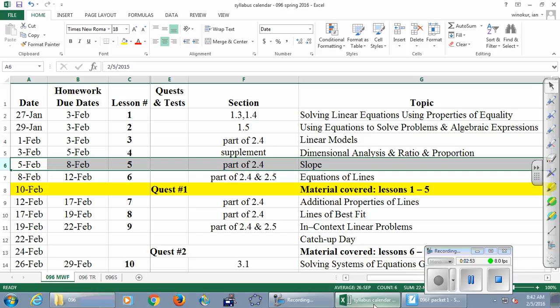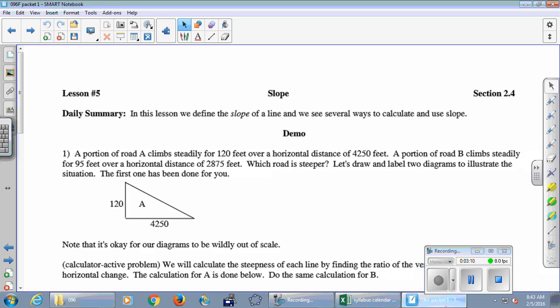So not too early to start studying. That's coming up on Wednesday. The quest is the whole class period. Also notice that there's no homework due on February 10th. That'll be the only time when we won't have homework due, on the day of a quest or a test.